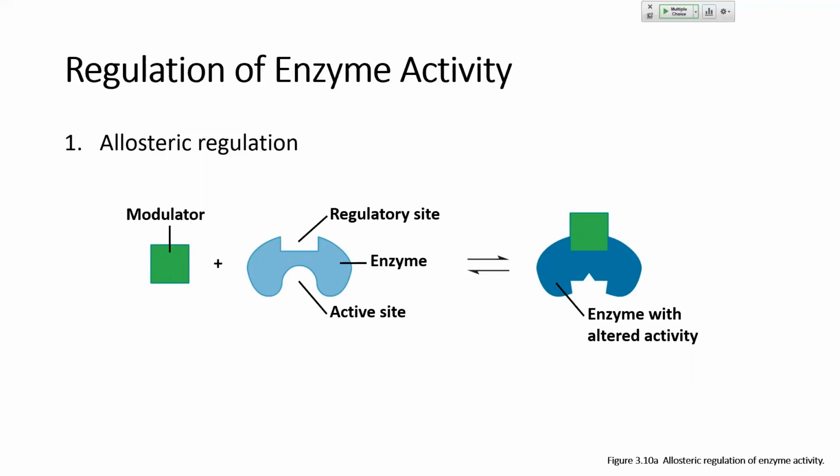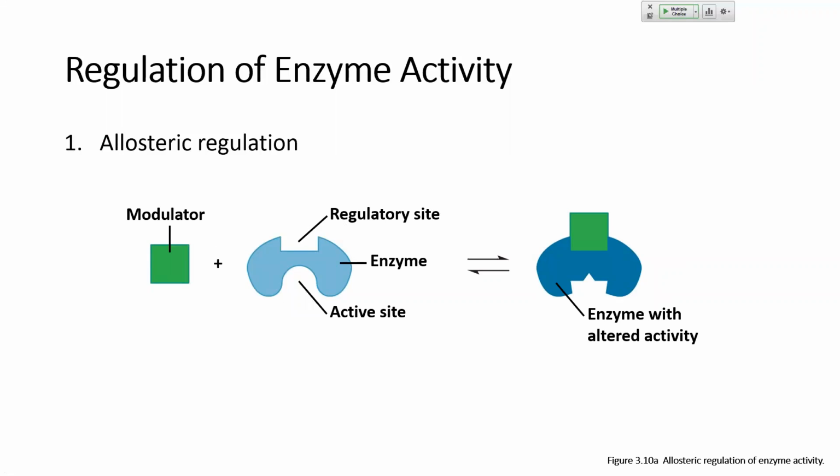And this is basically a modulator that's present. It's going to bind to the enzyme at an area other than the active site. So it's not binding at the substrate site or the active site. It's binding somewhere else on the enzyme. And basically the presence or absence of this modulator can turn the enzyme on or turn the enzyme off.